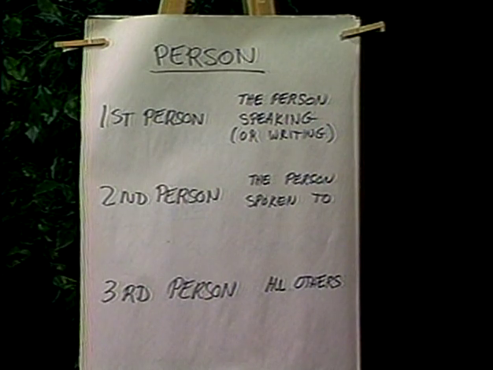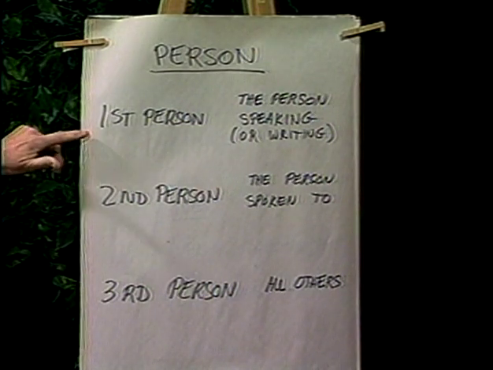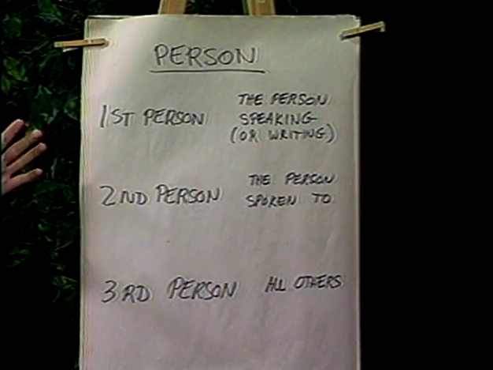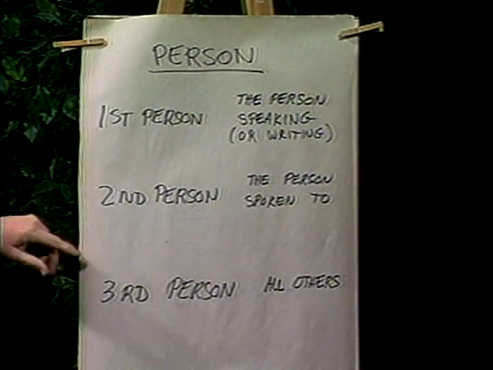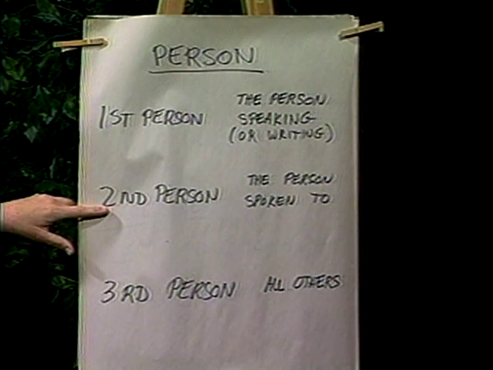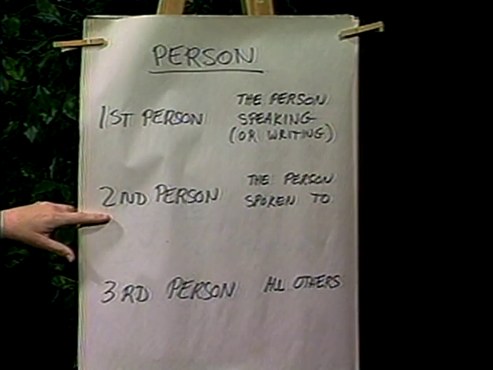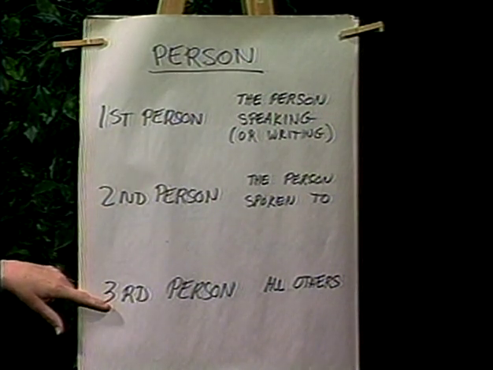For those of you that aren't used to the grammatical terminology, first person means the person who's doing the speaking or the writing, if this is a written language that we're talking about. Second person refers to the person that you're talking to or writing to. And third person refers to all others.